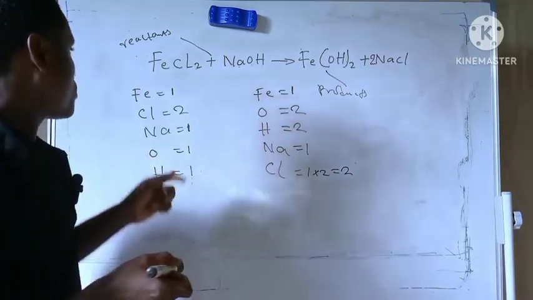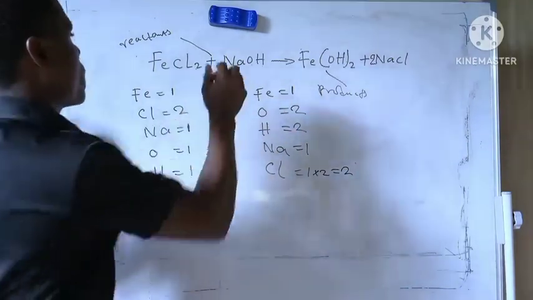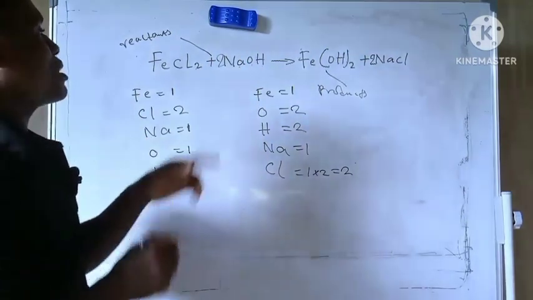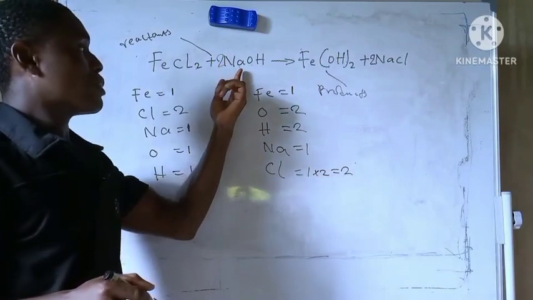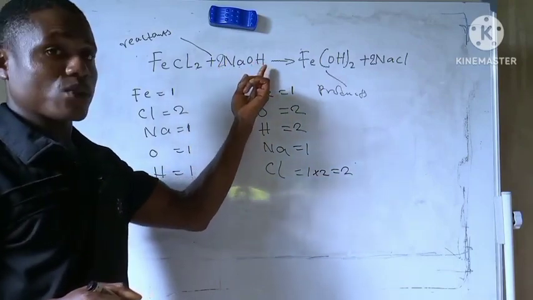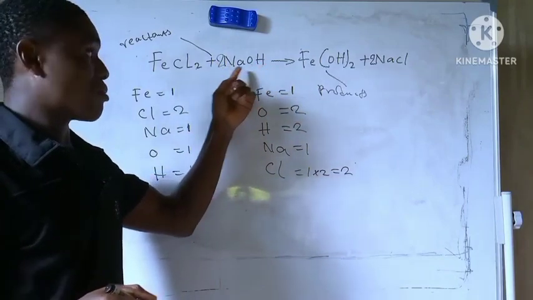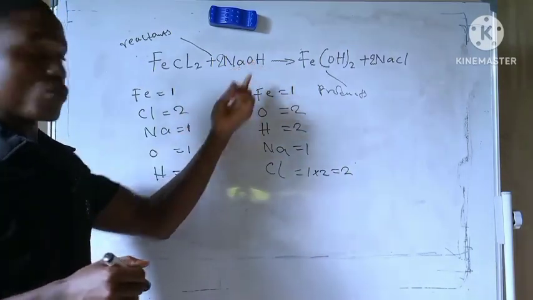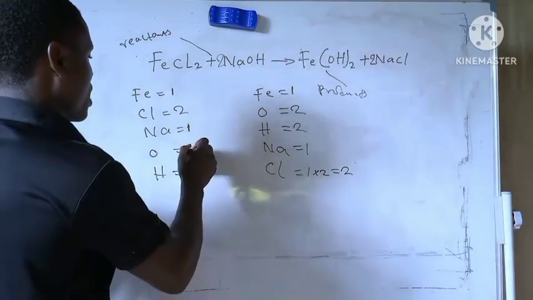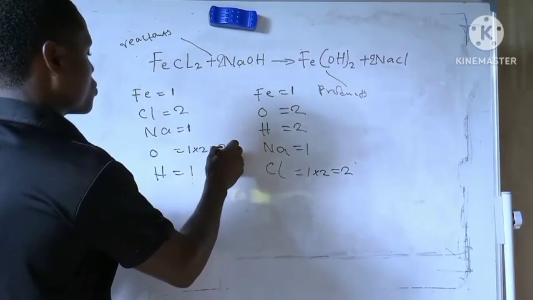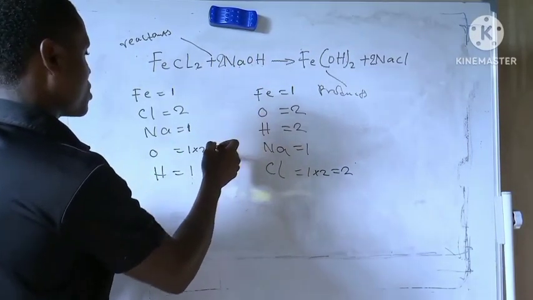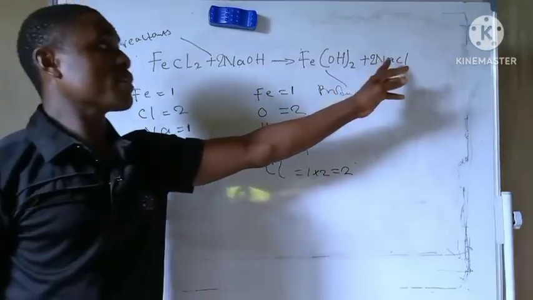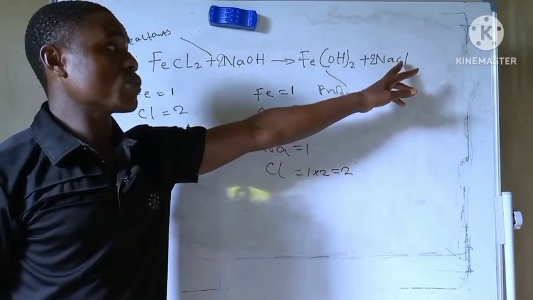So what are we going to do? So let's introduce 2 here. Meaning this 2 is affecting both the sodium, oxygen, and the hydrogen. I guess this 2 is affecting everything here. So now oxygen is now what? 2. So 2 multiplied by this one will give us 2. So oxygen is now what? Balanced.